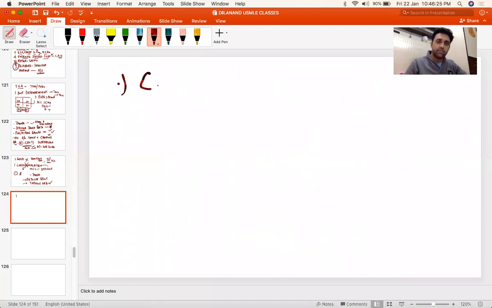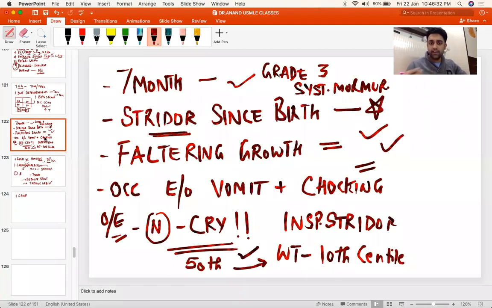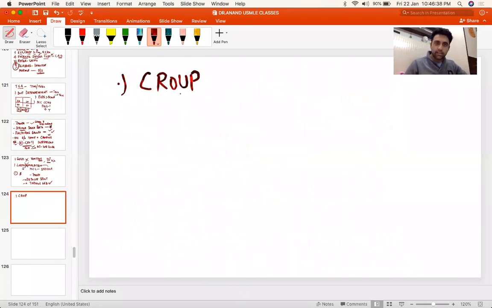If I tell you this might be a case of croup, what do you think? Do you think this can be a case of croup? A 7-month-old, stridor since birth, faltering growth, and all that. Why can't it be croup? Any idea? Any random guesses? So yes, it cannot be croup.